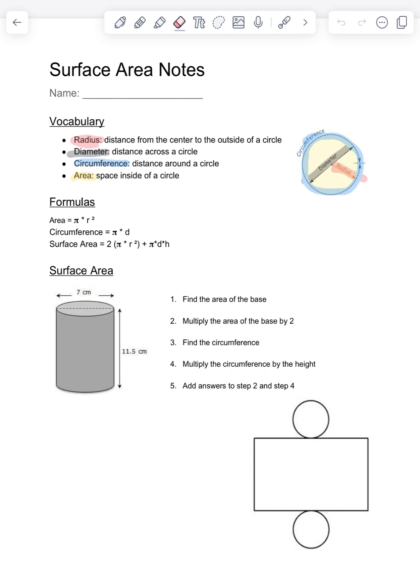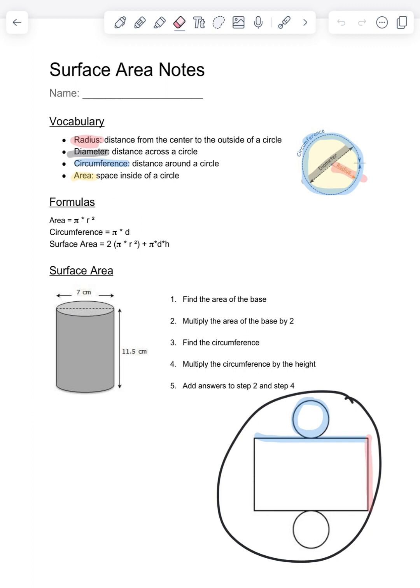I found surface area easier if we break it into steps. If you think of a cylinder, it has three pieces: a circle on top, a circle on bottom, and then the outside. That outside, if you unwrap it from the cylinder, looks like a rectangle. The circumference, which is the distance around, is the same as the length of this rectangle. And then the height is a new dimension.